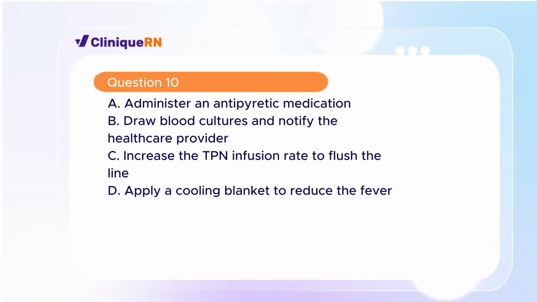A. Administer an antipyretic medication. B. Draw blood cultures and notify the healthcare provider. C. Increase the TPN infusion rate to flush the line. D. Apply a cooling blanket to reduce the fever.